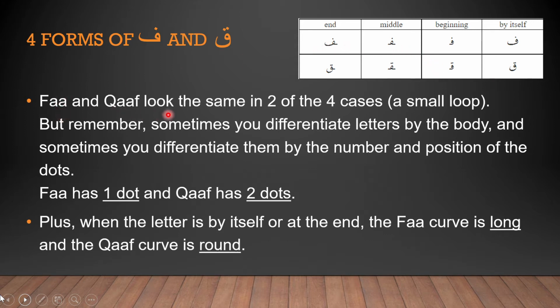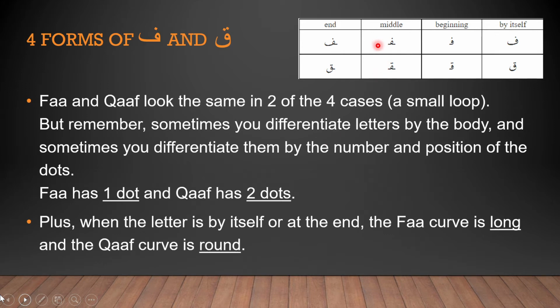So Fa and Qaaf look the same in two of the four cases, the small loop. This means that this and this, there's no difference if you ignore the dots, okay? The dots are the only difference between the middle and the beginning. But remember, sometimes you differentiate letters by the body, i.e. the small loop, which is the same here, and sometimes you differentiate them by the number and the position of the dots. That's why in the Arabic language, dots are very important. Without dots, there's literally no difference between Fa and Qaaf. We saw the same case with Ta and Sa. Remember Ta and Sa, the 2 and 3 dots? There the number of dots mattered. And so over here, there is Fa and Qaaf.